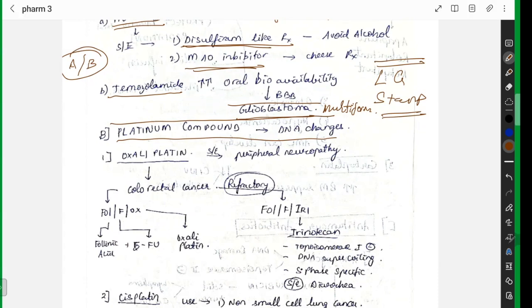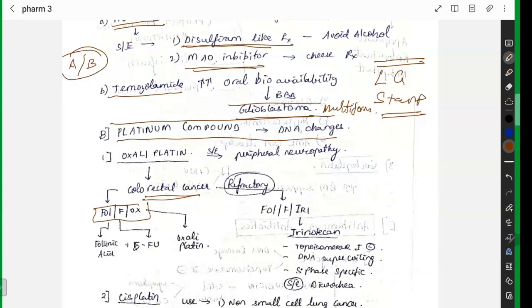Now we are going to go for the platinum compounds. What do platinum compounds do? Very simple. They cause DNA changes. So where are we going to use these platinum compounds? The first drug is oxaliplatin. Oxaliplatin is utilized in colorectal cancer. What is the regimen of choice in colorectal cancer? Remember, FOLFOX. This is the regimen followed in colorectal cancer.